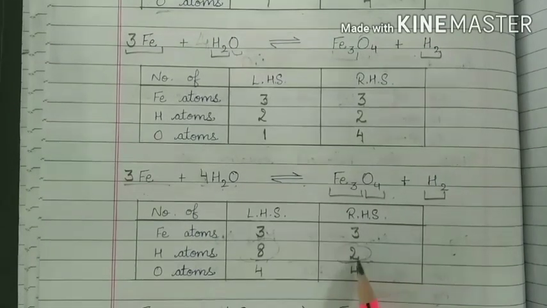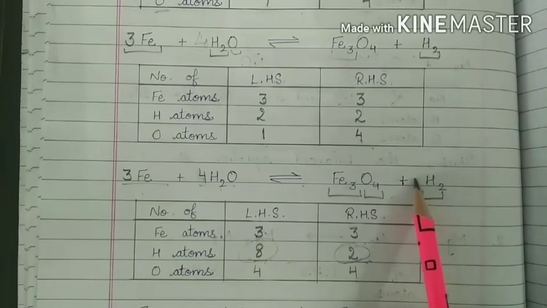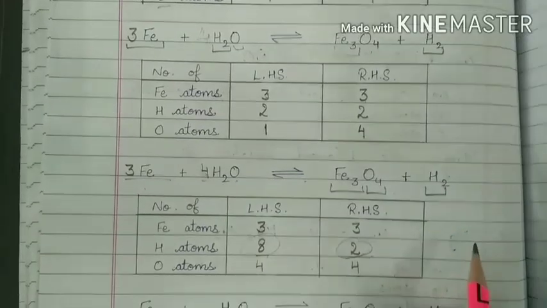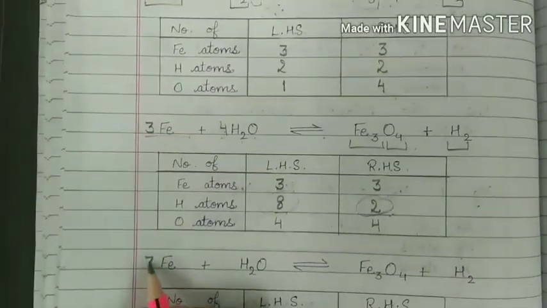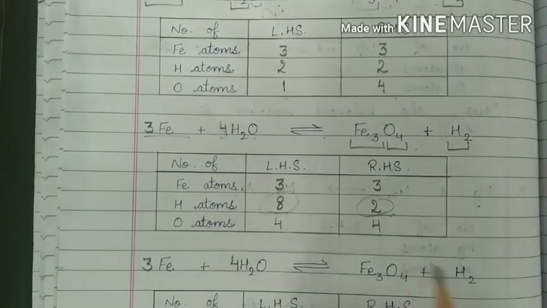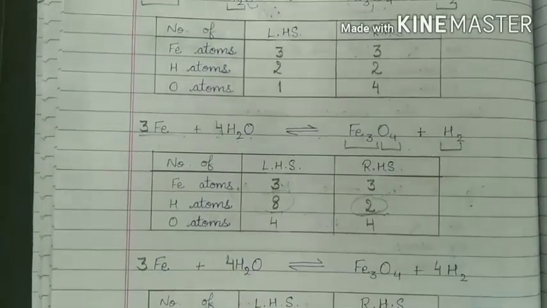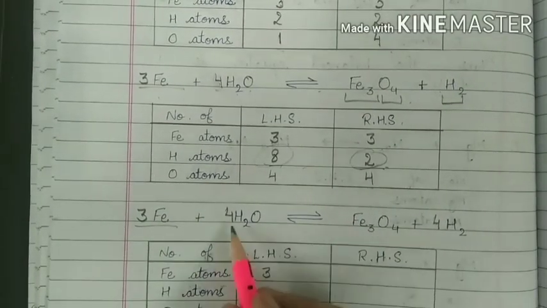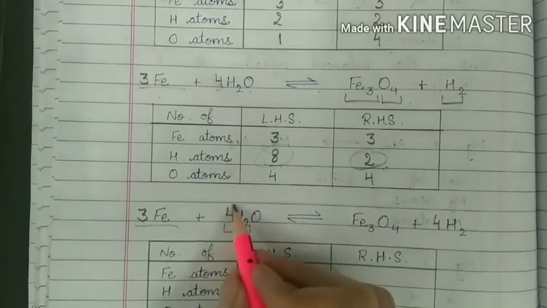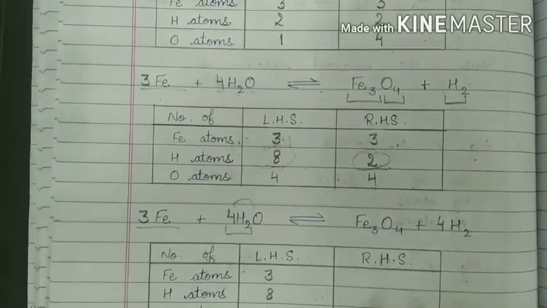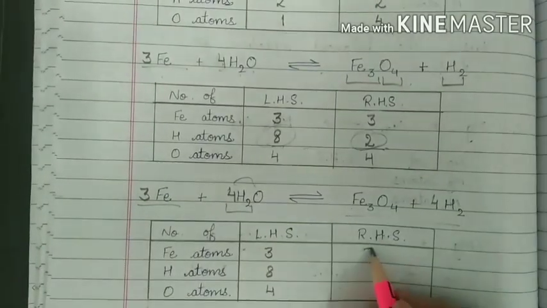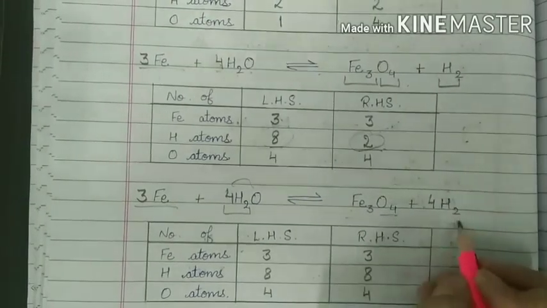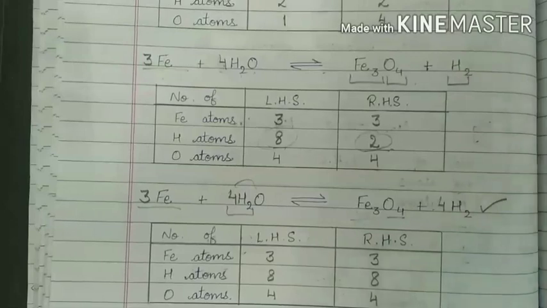Hydrogen on the left-hand side is 8 and the number of hydrogen atoms on the right-hand side is 2. So to balance it, we need to make this 8. If we put 4 in front of H2, then 4 2s are 8 hydrogen atoms will be there. So here we have to put 4. Here the number of iron atoms on the left-hand side is 3, hydrogen atoms 8, oxygen atoms 4. On the right-hand side, iron atoms 3, oxygen atoms 4, and hydrogen atoms 4 2s are 8. So this is the balanced equation here.